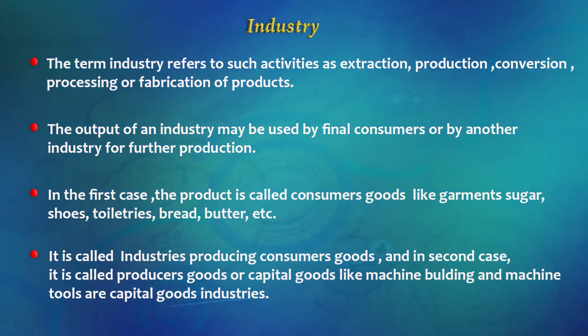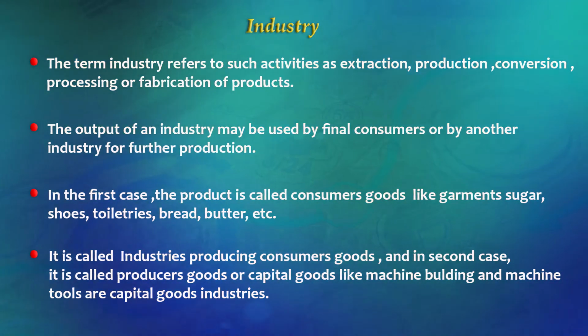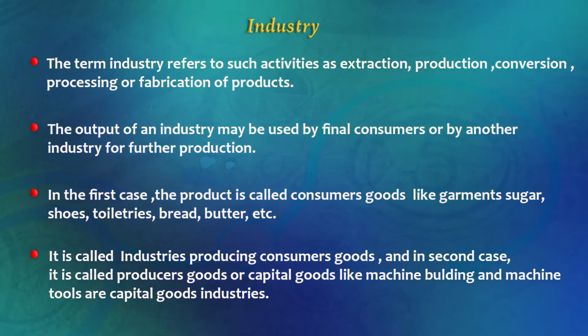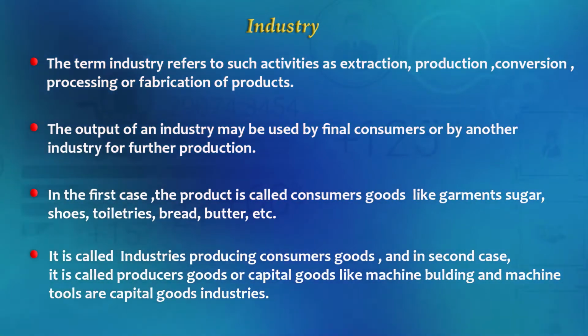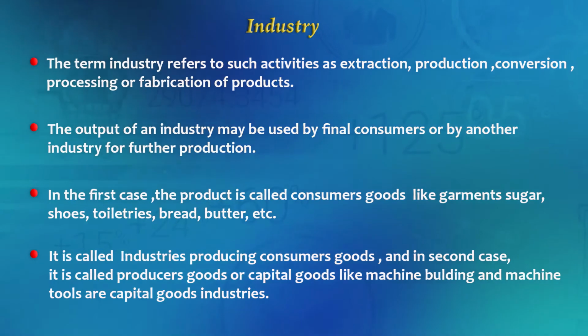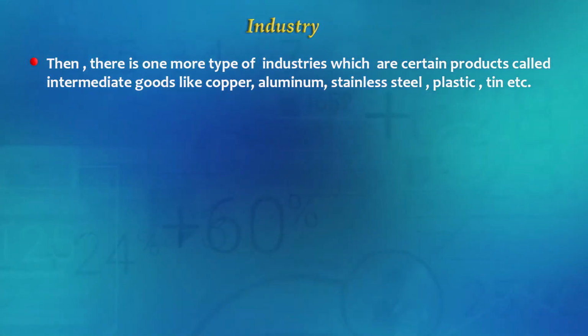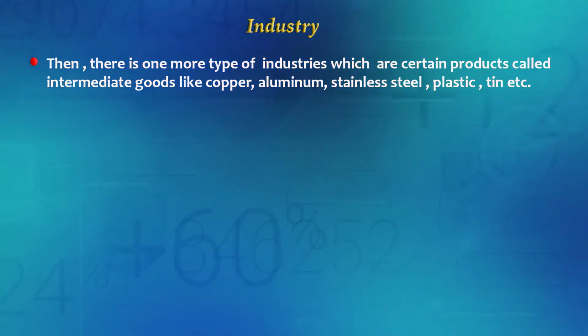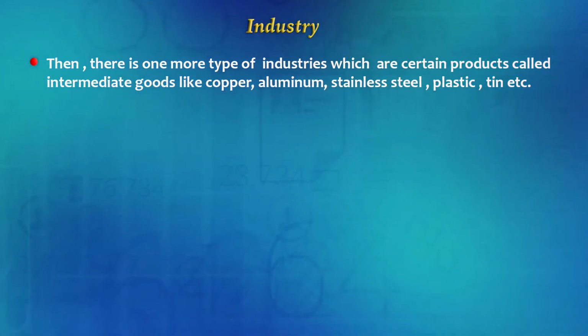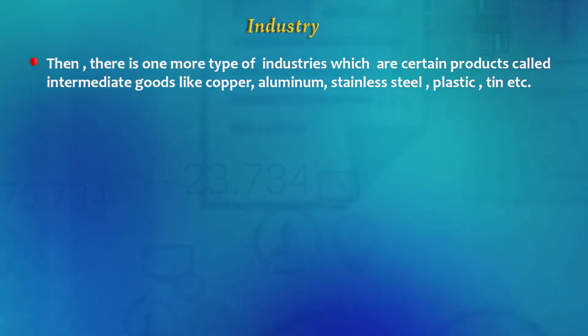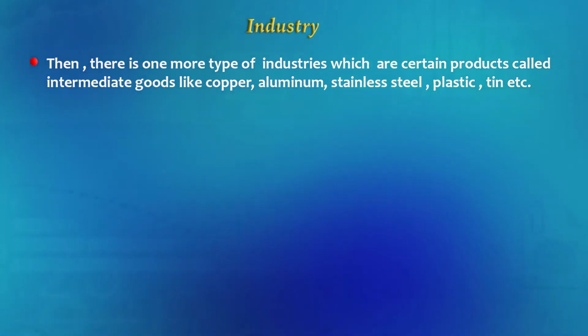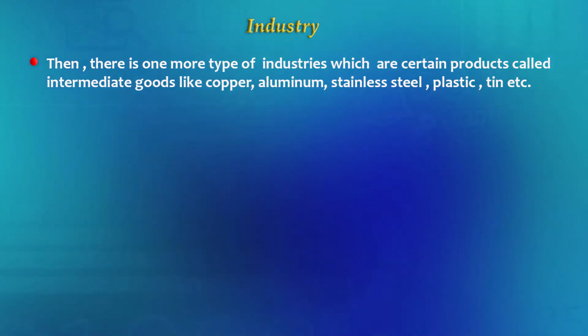In the second case, it is called producer goods or capital goods, like machine building and machine tools. These are capital goods industries. There is one more type of industry producing certain products called intermediate goods, like copper, aluminium, stainless steel, plastic, tin, etc. Now, industry is to be classified into different types.